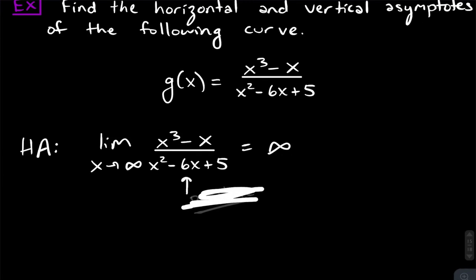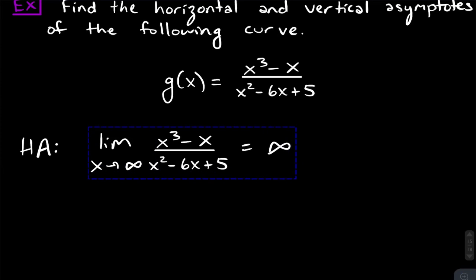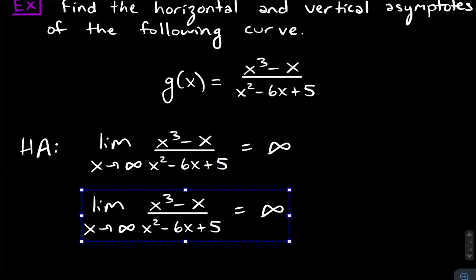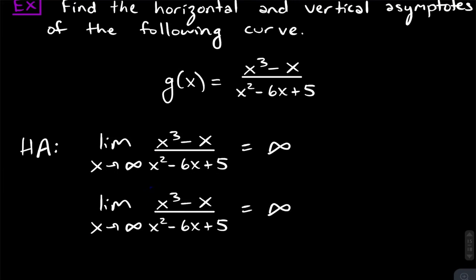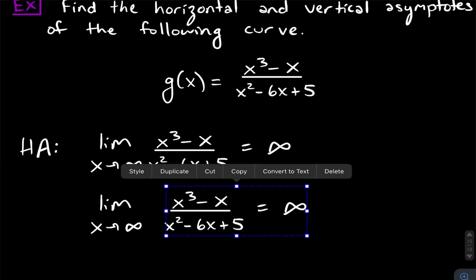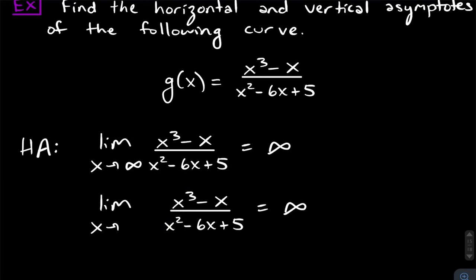By the way, if that didn't make sense, then feel free to do the division like we did before, in the green section, and also in the cyan section, or the aqua section, whatever you want to call that. So let's do the limit as x approaches negative infinity. That's the other limit that we have to do with horizontal asymptotes.